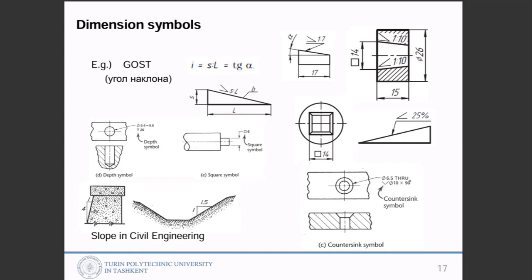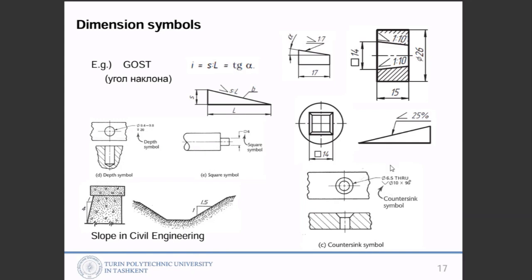Slope in civil engineering might be shown like 1 meter up and 1.5 meter to the side, or 1 millimeter. So one unit might be 1 meter, might be 10 centimeter, it might be 10 meter to 15 meter. Okay, so it might be 1 meter to 1.5 meter to the side, or 4 meters up and then 1 meter to the side.